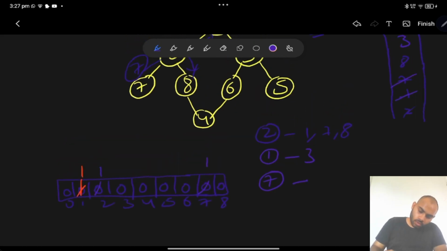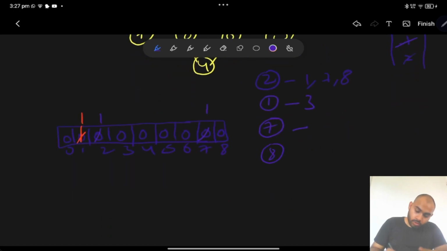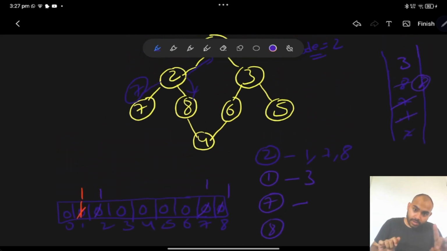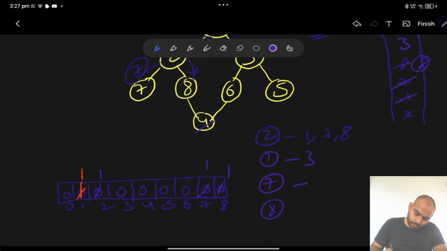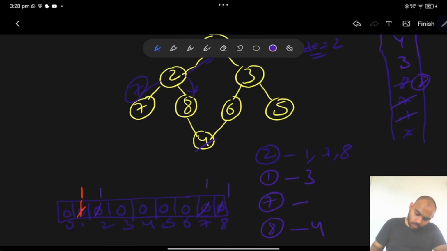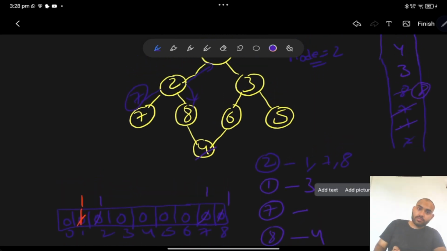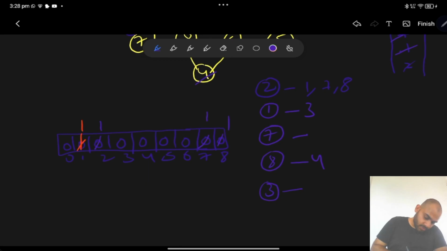Now the next, 8, we'll process 8. We dequeue it, we'll mark it visited. Neighbors of 8: 2 was the neighbor, but it's already visited, so 4. We'll take 4, we'll push it inside. Now we'll dequeue 3, and we'll explore what all the neighbors 3 has. Before that, we'll mark 3 as visited.